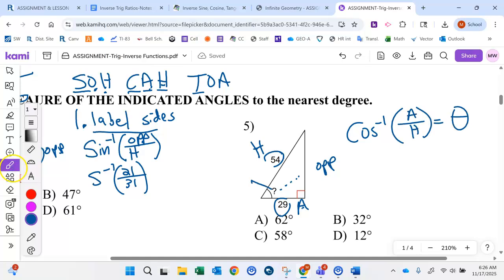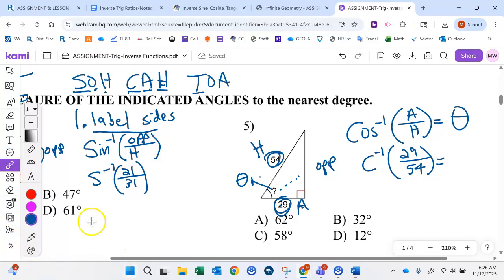Remember, this is the theta, right? The angle's always theta, okay? So what is that? I'm going to abbreviate. What is the adjacent? It is 29. What is the hypotenuse? It is 54. What is that equal to?